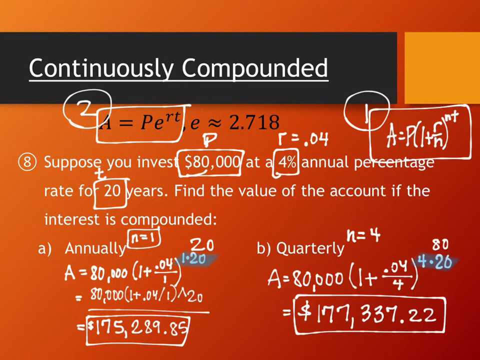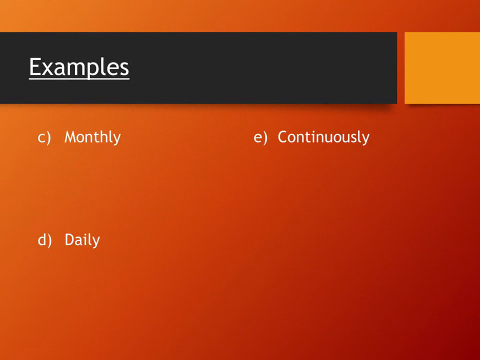So I have $177,337.22. Is that good? Okay. I feel like it's same song, second verse. We're just doing the same thing over and over again for these first 4. Monthly means I'm going to use that first equation, and n is going to equal 12. 12 months in a year, you bet.